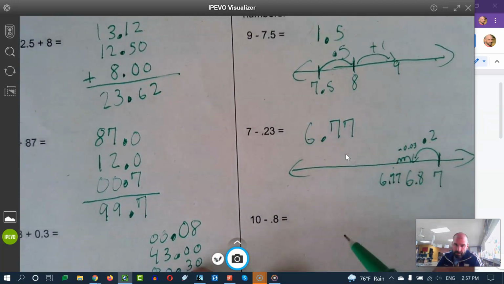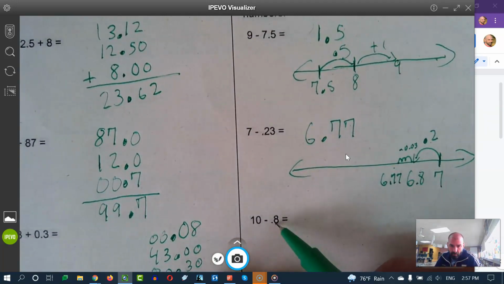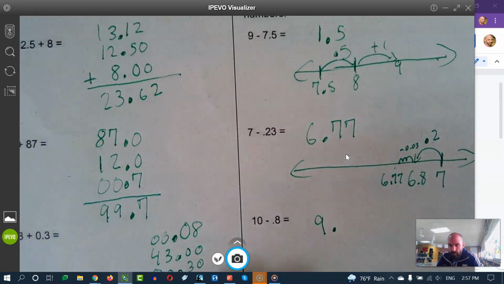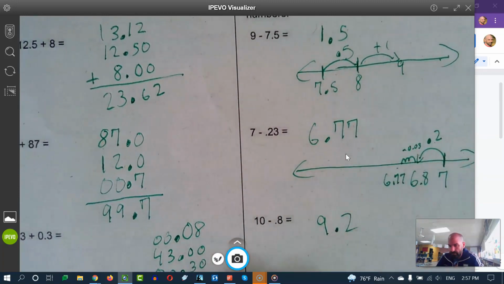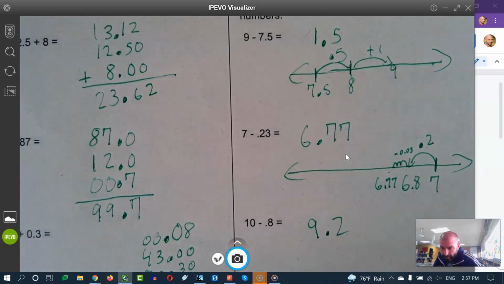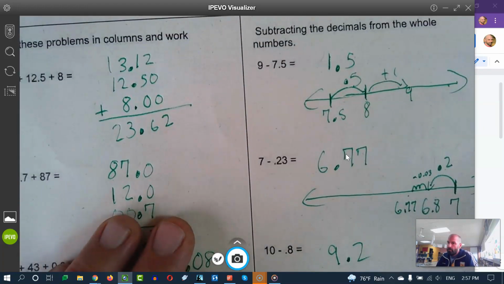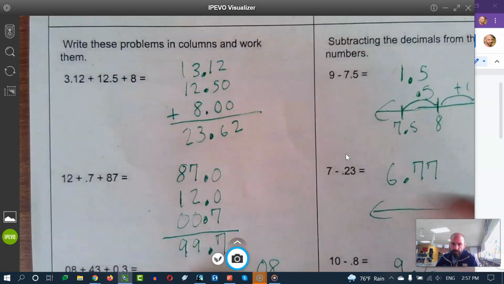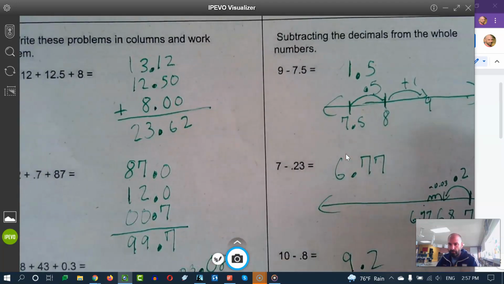And last but not least, 10 minus 8/10. Again, that's not even a whole 1, so I'm going to be in the 9s, but not past that. And it's going to be a 2, because 2 plus 8 is 10. So 0.2 plus 0.8 is 1. Got to know those 100 combinations. Oh, sorry. So that was column one. That was subtracting decimals from the whole number.